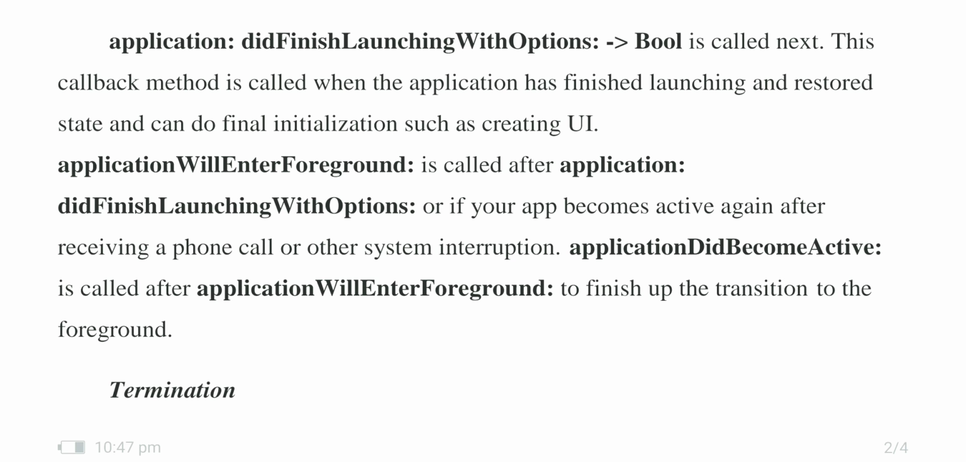Now the next method is application will enter foreground. Foreground, as we know, is where the user is interacting with the application. It is called after the application did finish launching with options method, or if your app becomes active again after receiving a phone call or other system interruption. It will be called after did finish launching with options, obviously, because after launching it will enter the foreground. Or if you are interacting with the application and suddenly a call occurs, then this method will be called.